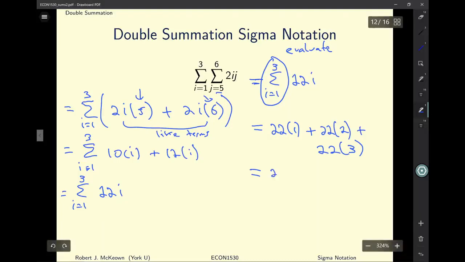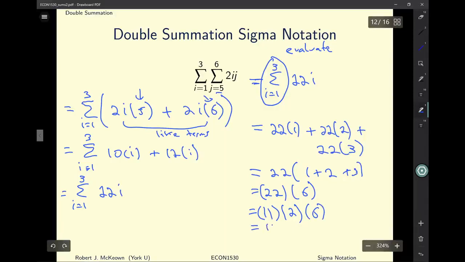And we could even simplify that. We've got 22 times 1 plus 2 plus 3. So we've got 22 times 6. Oops, not 66, 6. And if we wanted to be kind of cute about it, we could break this up into some multiple factors. We've got 11 times 12, and if we remember our multiplication tables, which I'm sure some of you do not, the answer is 132. And that's how we work double summations.